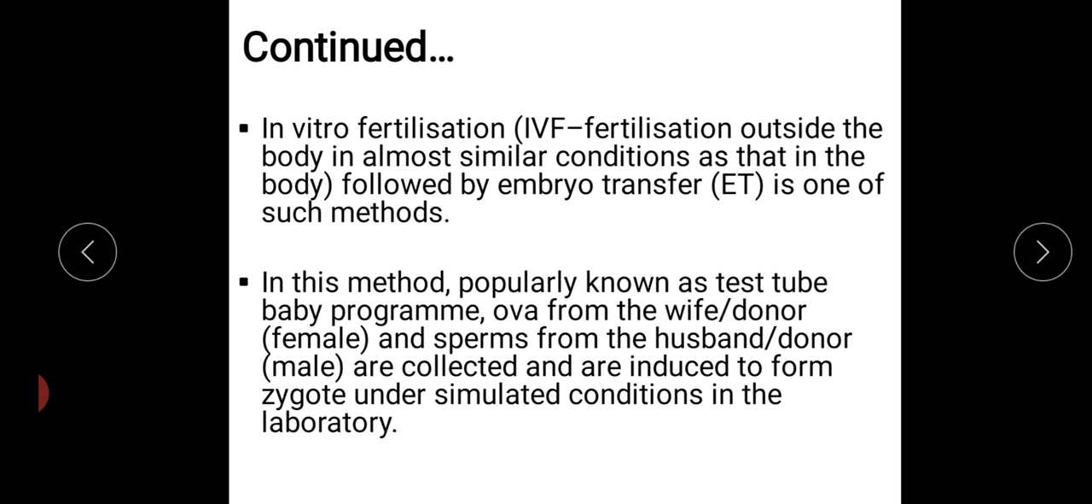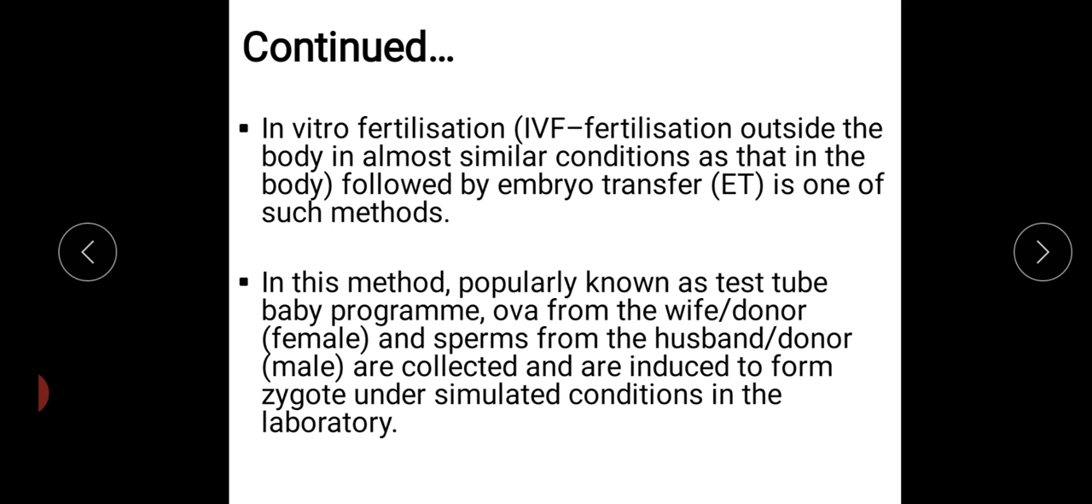Ovum is taken from the wife, or you can say the female donor, and sperm from the husband. Why is donor used in the husband and wife case? Because sometimes the wife is not able to produce the ova, or ovum. In that case, it is taken from another woman, not the wife herself. So in this case, the term donor is used.